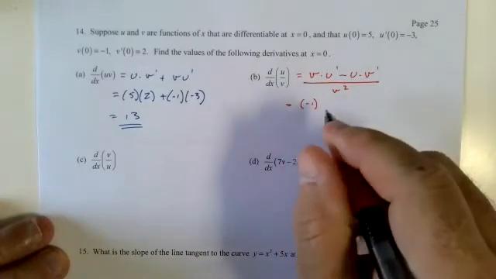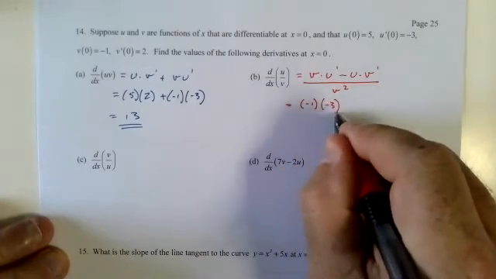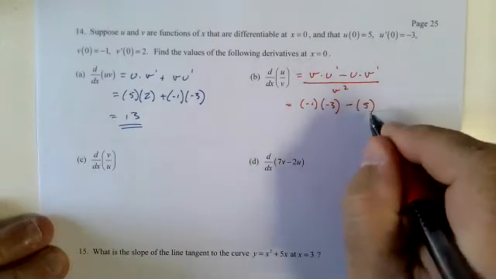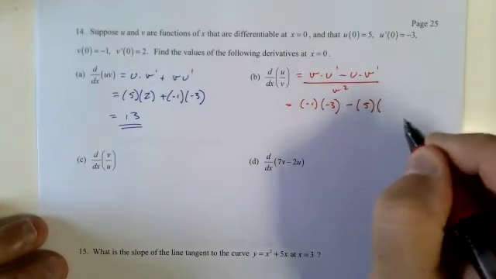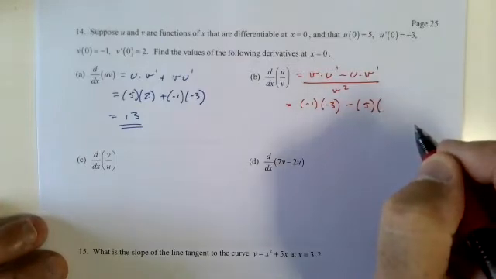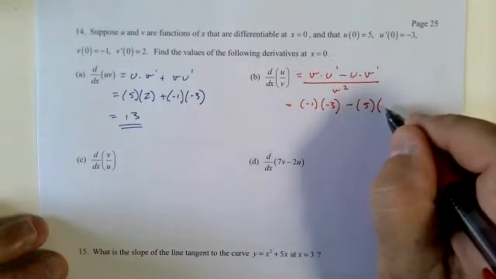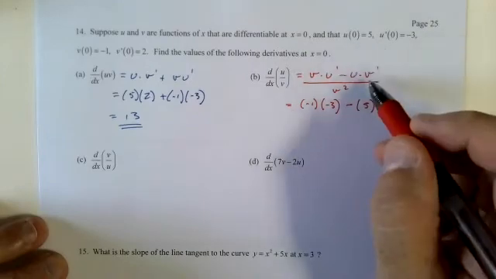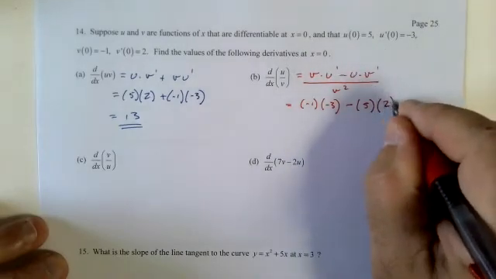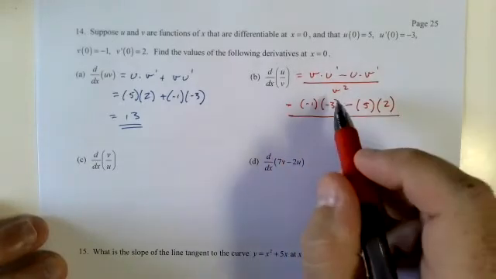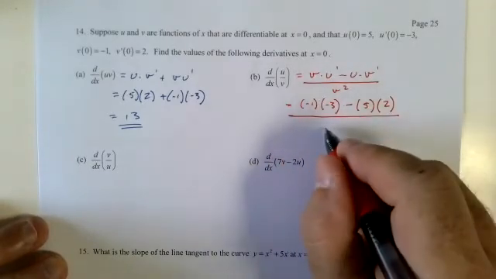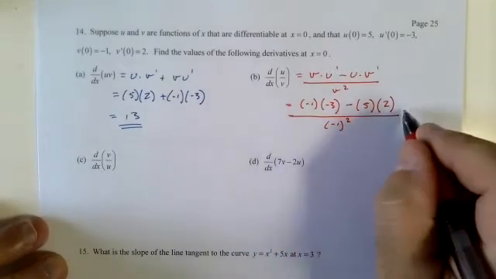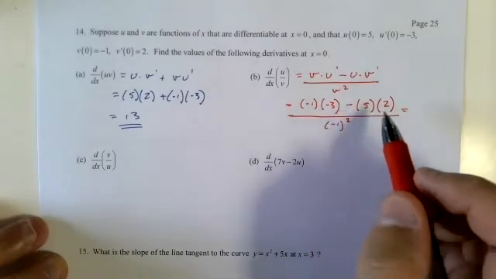-1, -3, minus 5 times, yeah, that can't be right. Brain cramp. 5 times 2. All over -1 squared. Which is nice because that just vanishes. Equals 3 minus 10, -7.